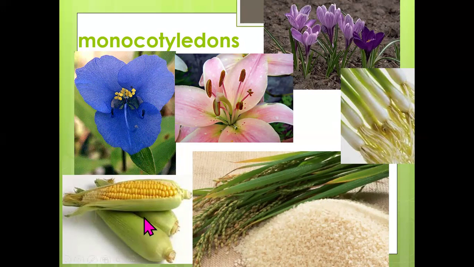We have rice, we have corn, we have sugar cane, we have ginger, sweet potato, and we have wheat, and so on and so forth. They are all examples of monocots. They have what? The seed contains only one embryonic leaf.